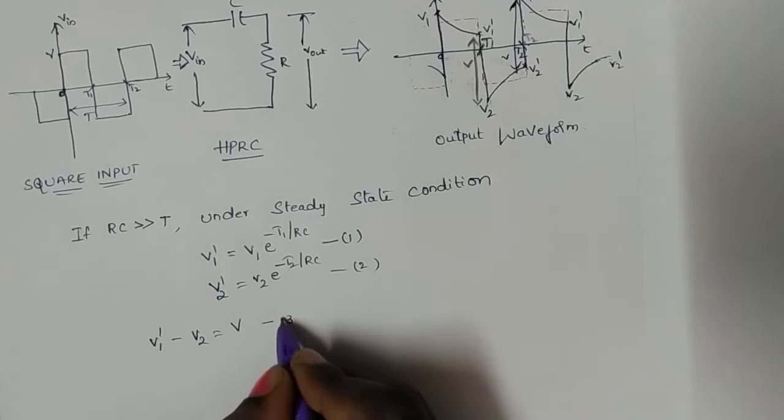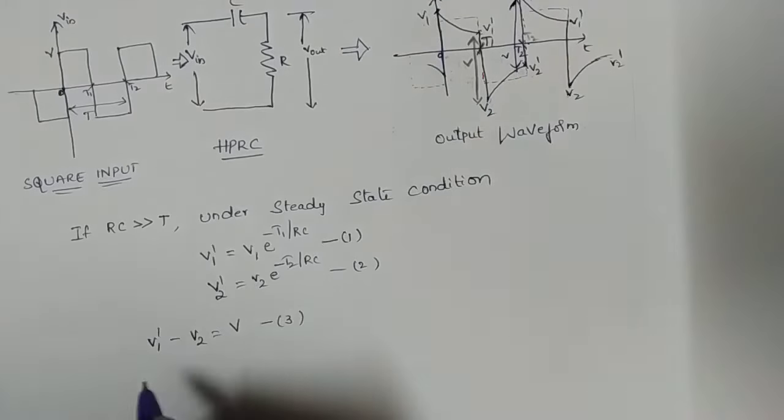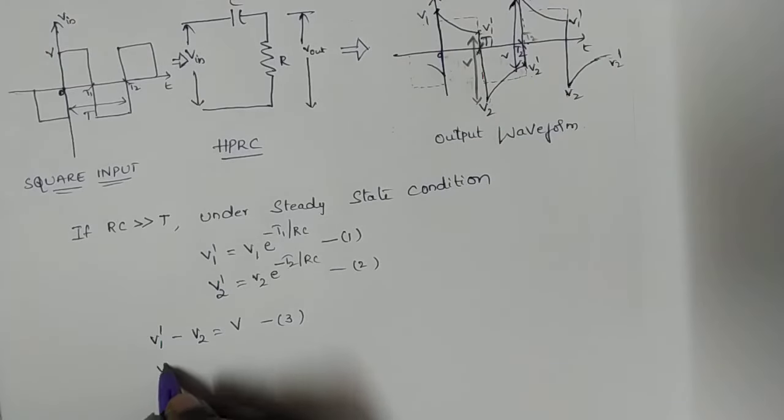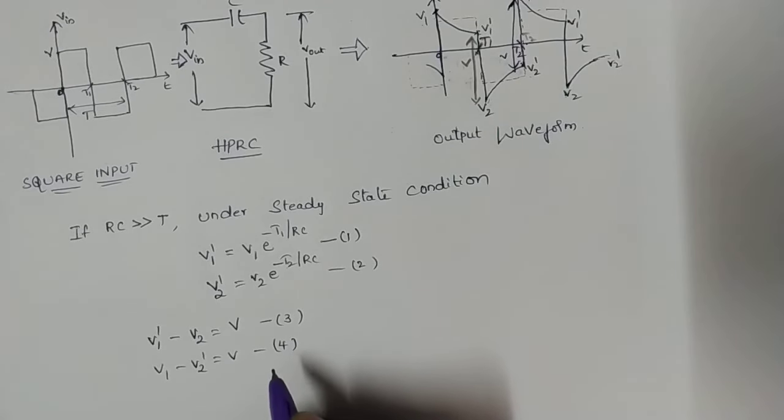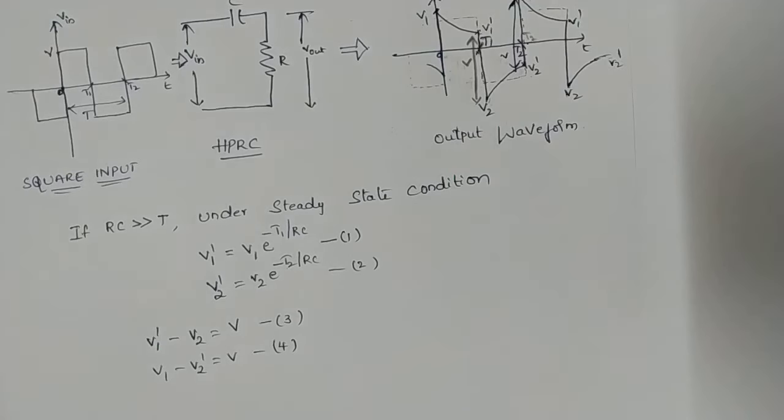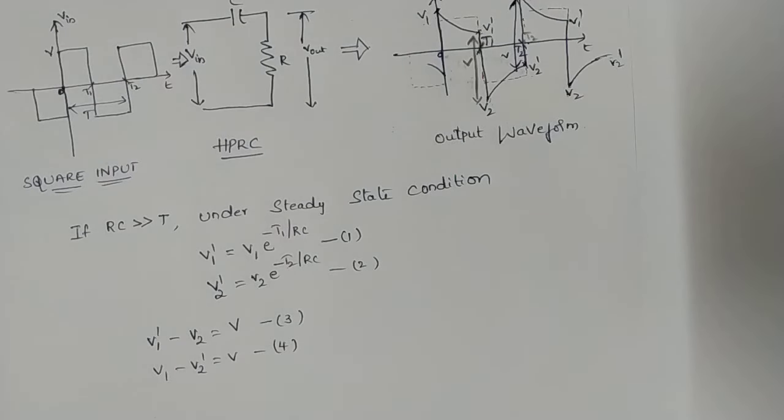This is equation 3. Similarly, V1 minus V2 dash is also V. This is equation number 4. We all know that a square wave has equal time periods. The positive half cycle and negative half cycle must be equal, the time periods T1 equal to T2. Then only it is symmetrical and it will become a square wave.